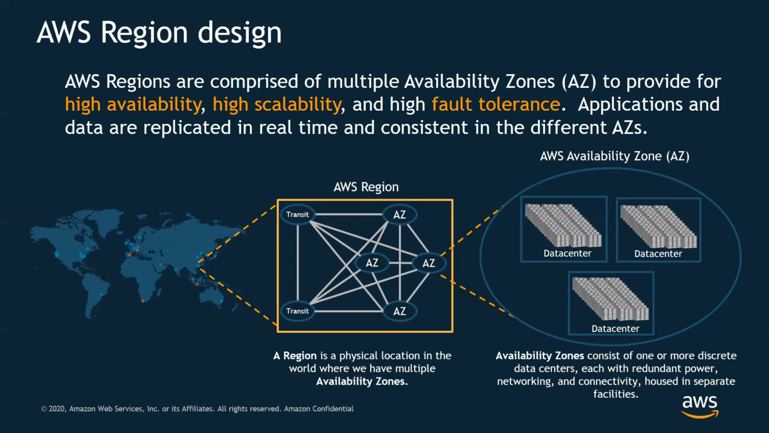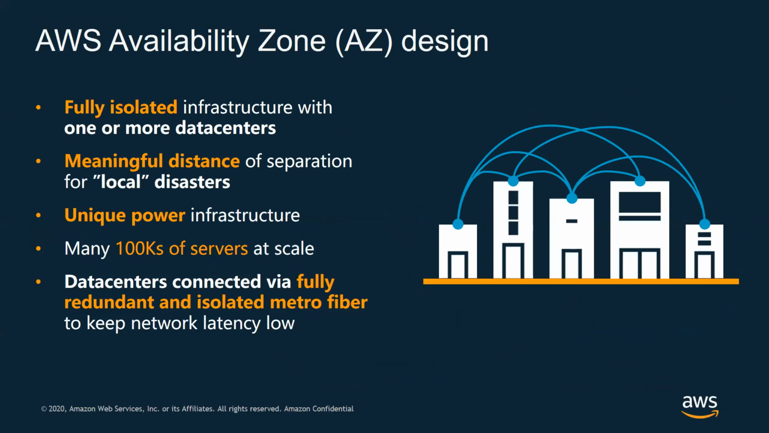Okay. So a region, again, has multiple availability zones. Typically, it's at least 3 availability zones, sometimes 4. And then within each AZ, there are multiple data centers, usually 3, sometimes more, that all have their own discrete and redundant power, networking, and connectivity, right? The AZs are connected through high-speed links, and all the data centers within one AZ are connected with metro fiber. So this is our AZ design, right?